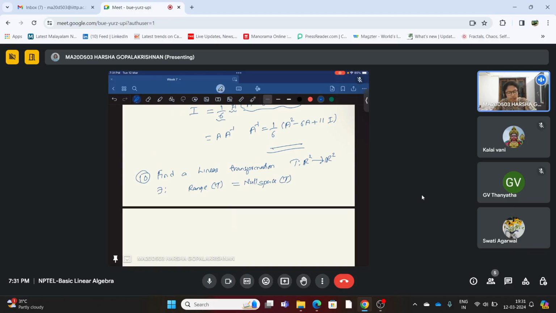The range of T is a subspace of this R2, correct? And the null space of T is a subspace of this R2. So what I am asking is, both are subspaces of R2, and both spaces are equal. That is, the range space of T and the null space of T are the same subspace of R2. Can anyone construct such a linear transformation T from R2 to R2?